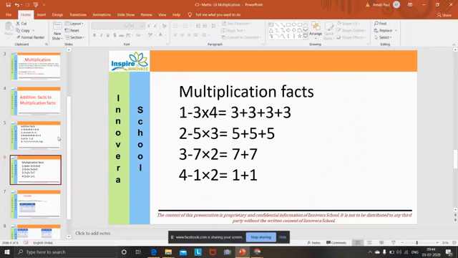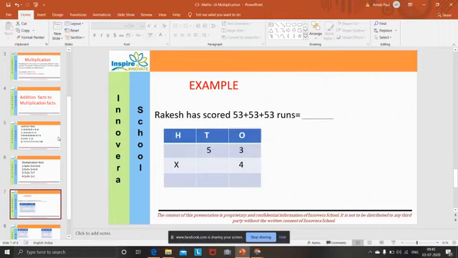Okay, now this is about multiplication facts and addition facts. How to turn addition facts into multiplication facts and how to turn multiplication facts into addition facts. Now we are going to see one more example.